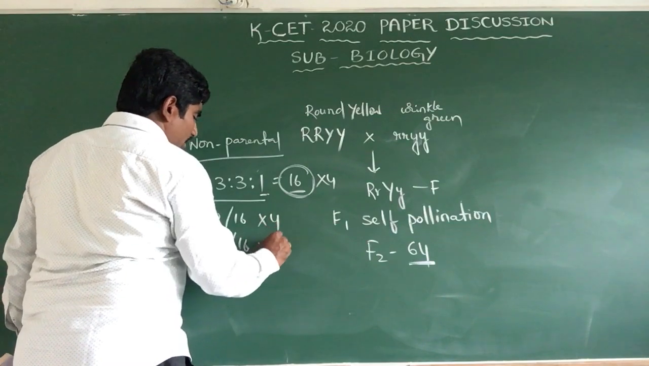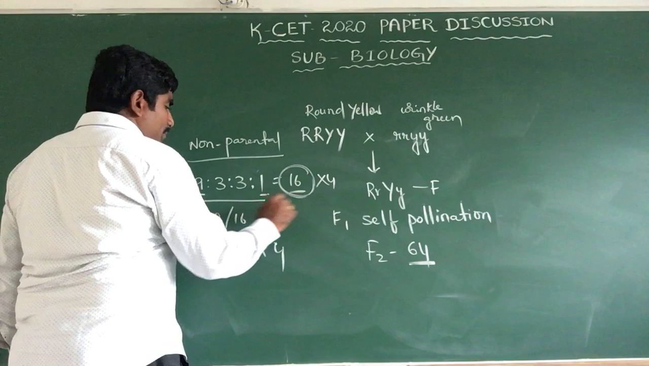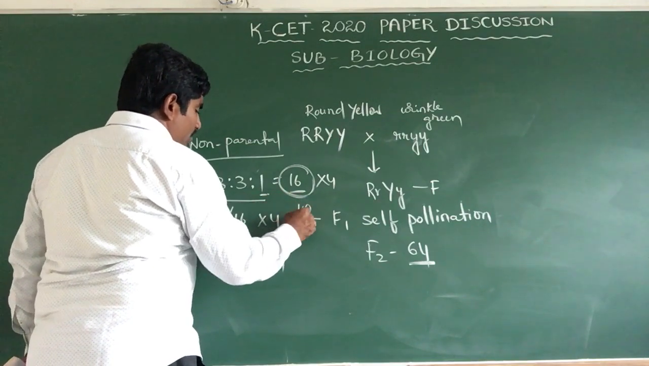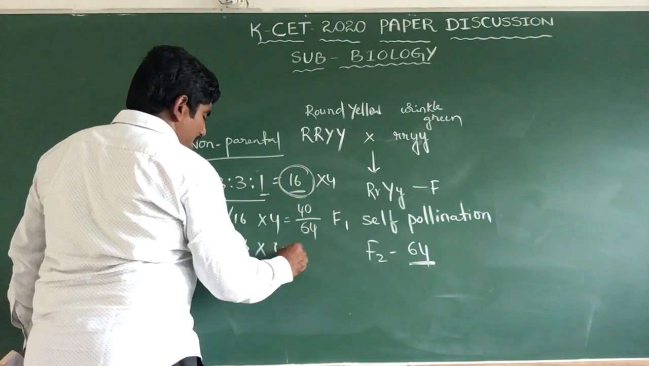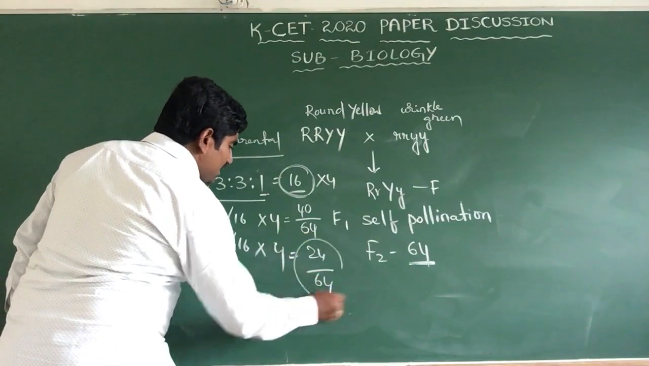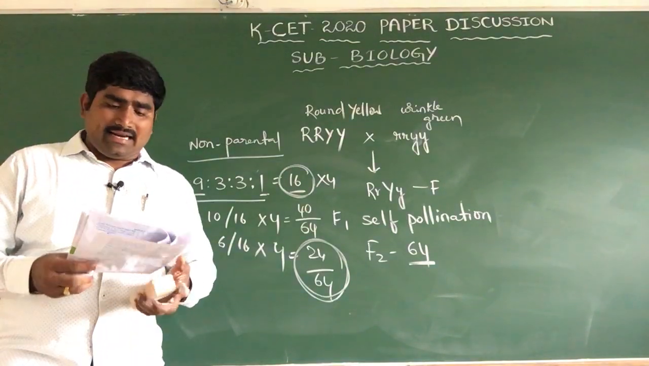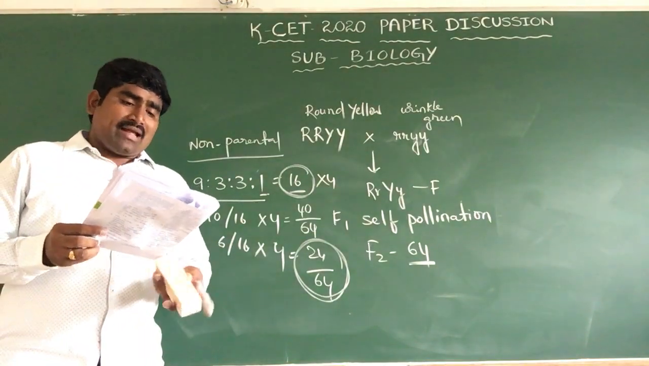Into 4. 10 out of 16 means, into 4, equal to 10 by, means what? 40 out of 64. And this is into 4, 24 out of 64. This is the answer. 24 out of 64. This is the answer, right? Clear or not? So that is the next question.